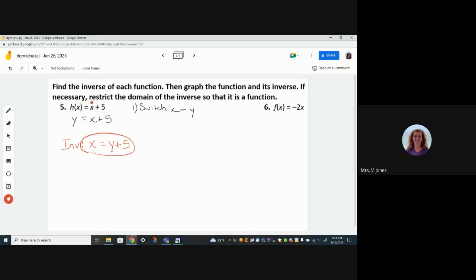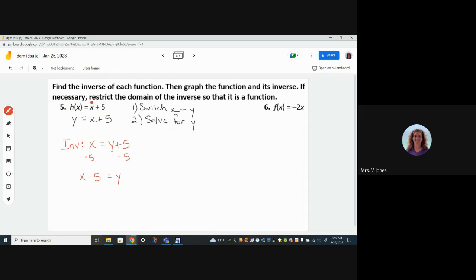that actually, if you reflected the original over that y equals x line that we saw before, you would get this function. All right, so the next step after we switch those is we solve for y. So when you solve for y on this one, you're going to get y by itself, so you're going to subtract 5 from both sides. That leaves you x minus 5 equals y.